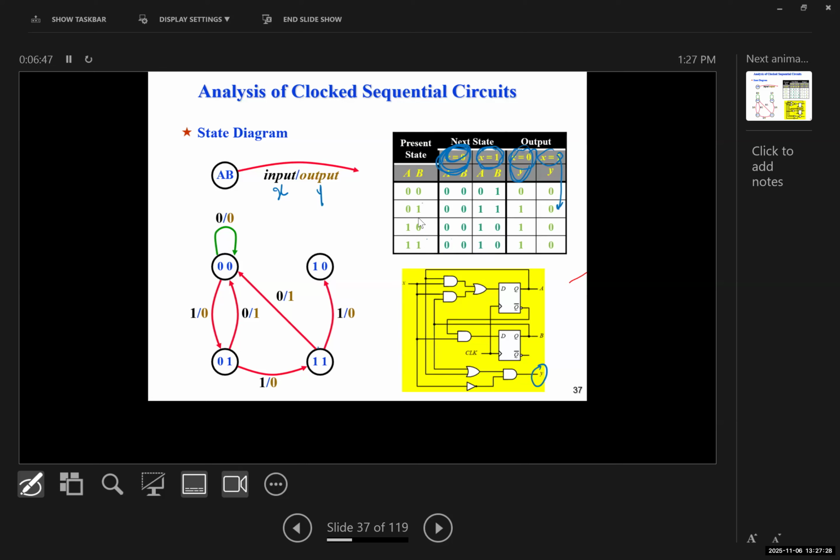Now from here, I can go from 1, 0 to 0, 0. And I can go from 1, 0 to 1, 0. So if I want to go from 1, 0 to 1, 0, x is 1 and y is 0. And if I want to go from 1, 0 to 0, 0, x is 0 and y is 1. Now I have the state diagram.